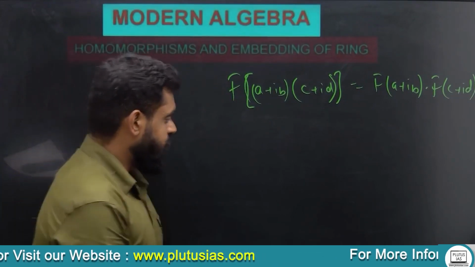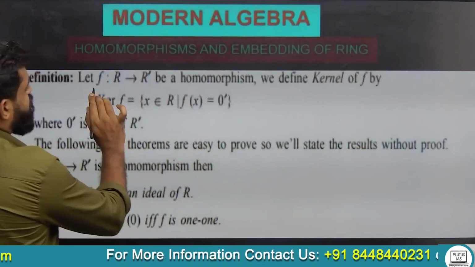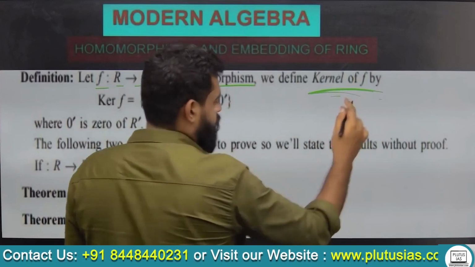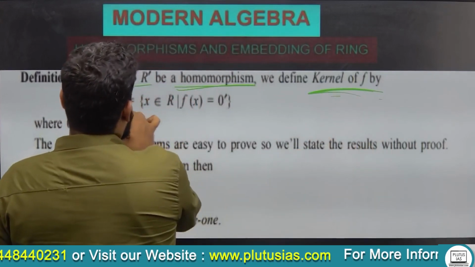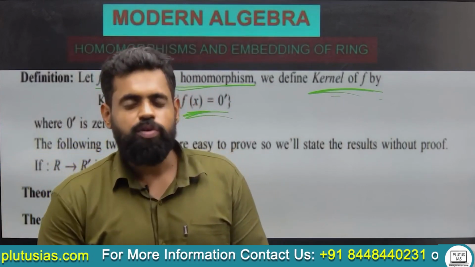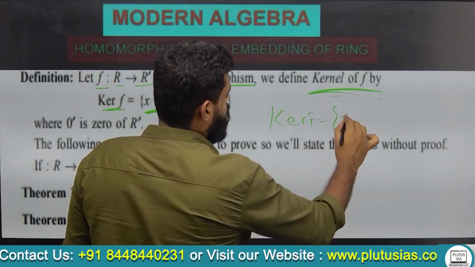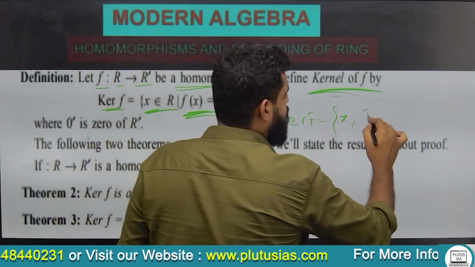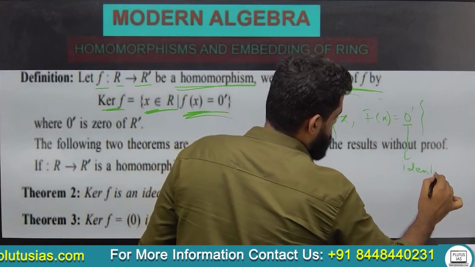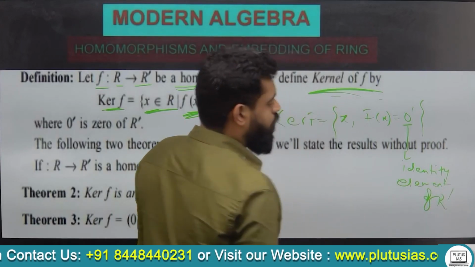Okay, so moving ahead, we have another definition here. Suppose f from R to R dash is a homomorphism. We define the kernel of f. Another set, the kernel of f, is all x belonging to R such that f(x) is 0 dash, all those elements x for which f(x) is equal to 0 dash. Why 0 dash? This is the identity element of R dash, of course, as I told you.